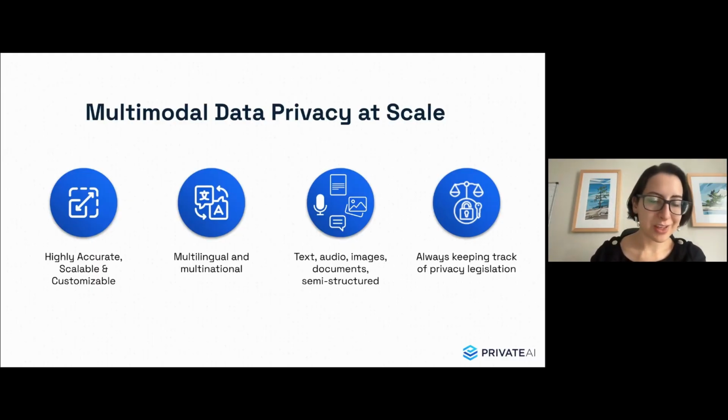So for example, if you're dealing with US addresses and identification numbers, does it also transfer over to Japanese addresses and identification numbers if you have a multinational organization or multinational clients? Does it deal with multiple types of unstructured data? So are we dealing with text? Are we dealing with audio, images, documents, semi-structured data? And as Khaled covered, is it keeping track of privacy legislations globally?